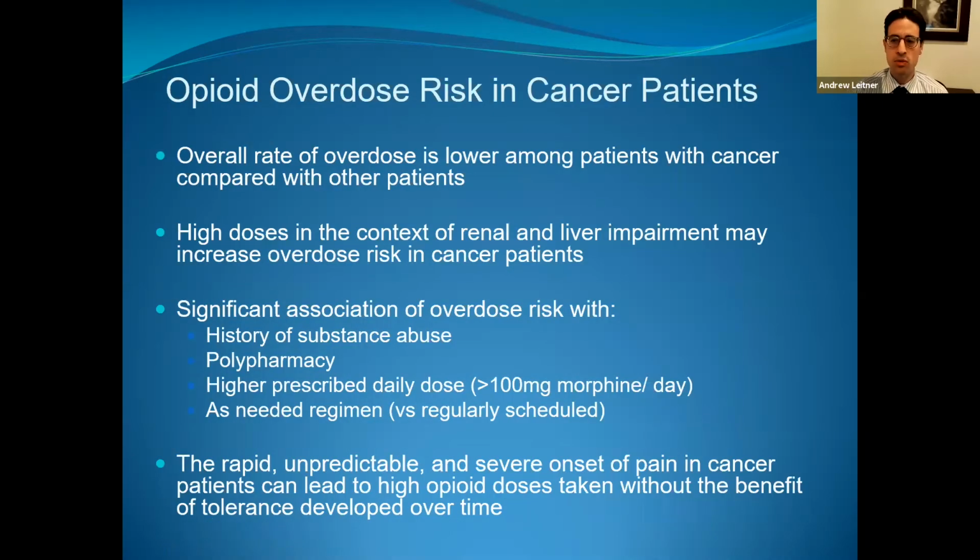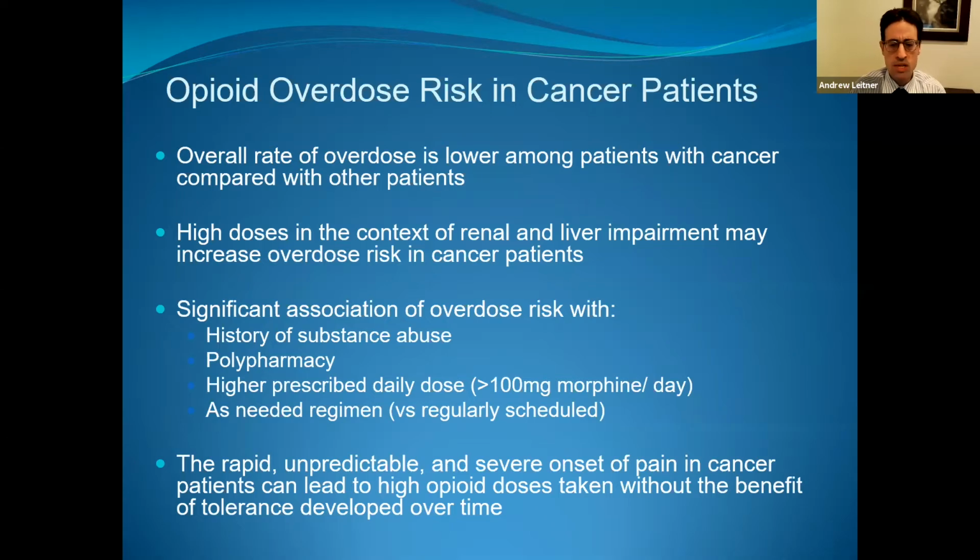Let's get back to what the overlap is in cancer patients and the risk of opioid overdose. Generally speaking, the rate of overdose is lower in cancer patients. There are subgroup exceptions, and clearly those with renal and liver impairment will have higher risk. And cancer patients were not cancer patients before they had the diagnosis, and they're subject to the same risk factors: if they had previously had substance abuse, polypharmacy, and then the higher the dose, the higher the overdose risk, whether it's a cancer patient or not.